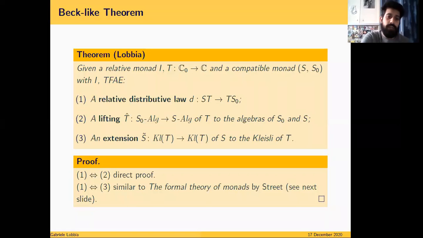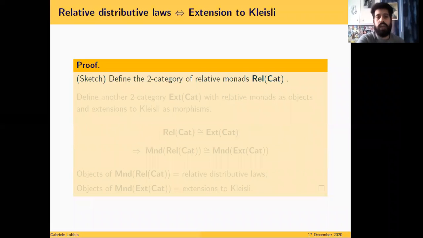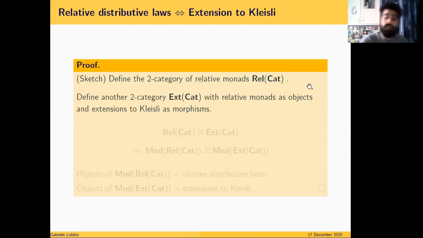Good. Maybe all of you know what the formal theory of monads is, but if there are people that don't, I will give a rough explanation of how the proof goes. So in this case, we can also define a 2-category of relative monads that we call RelCat, because actually we can define the 2-category of relative monads in a general 2-category, but let's not think about that for the moment. Then you define another 2-category with objects relative monads, and extensions to Kleisli as morphisms.